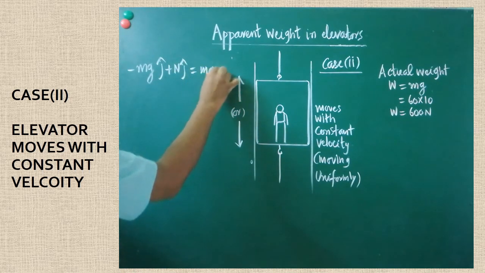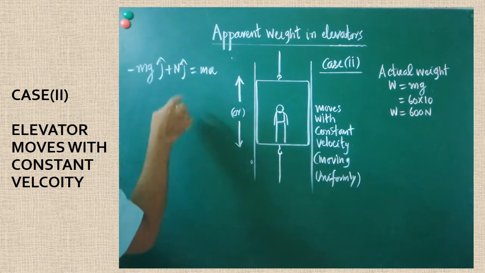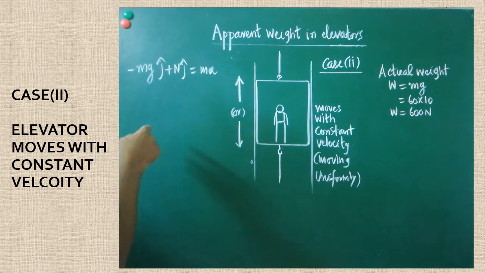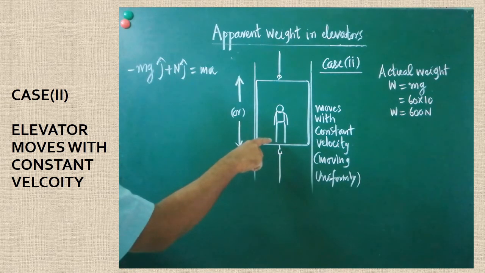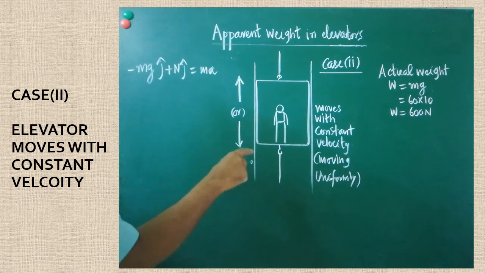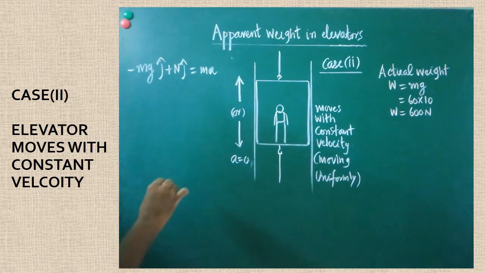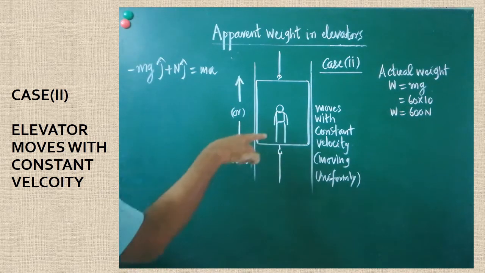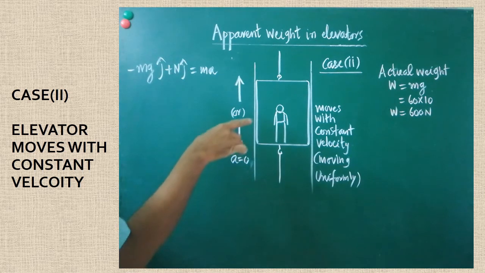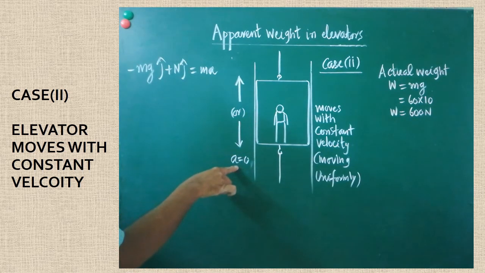This is a general equation. Are you clear? So after writing this one, what we have to do? We have to find out the value of acceleration. Since the lift is moving with constant velocity, the a value is 0. Acceleration of the lift is 0. Acceleration of the person is also 0. Because it is moving with constant velocity, there is no change in velocity, therefore acceleration is 0.